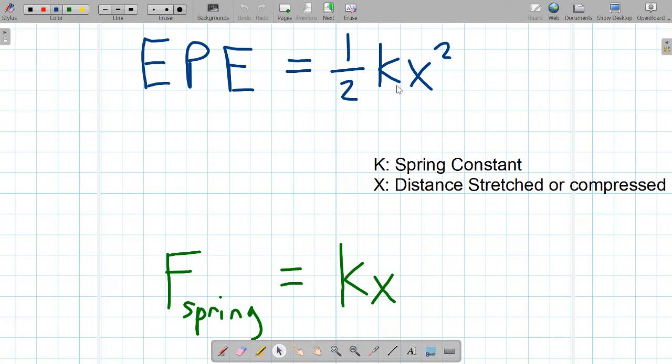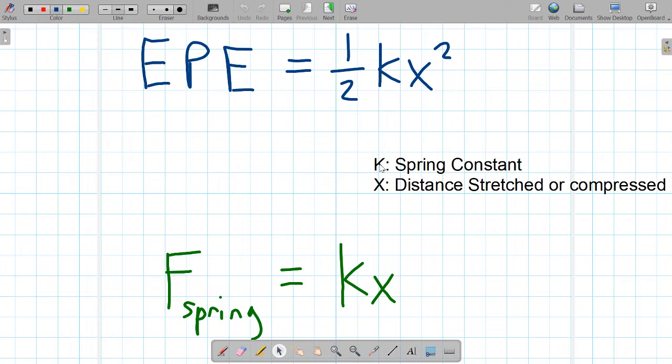It's understood here that K in this equation stands for what is known as our spring constant, and X here stands for the distance stretched or compressed. This term K, the spring constant, is nothing more than a representation of the magnitude of stiffness. Different springs and different rubber bands, depending on the material, have different values to describe their stiffness. In other words, their resistance to being stretched.